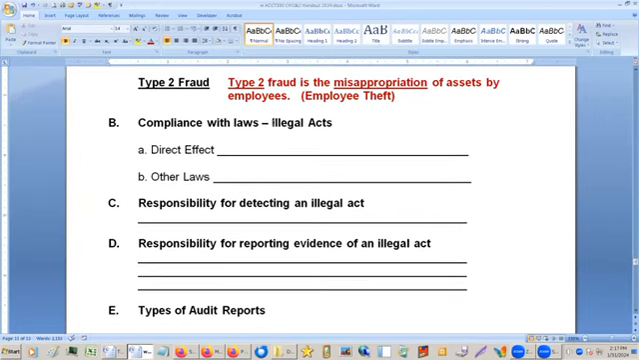Compliance with laws, illegal acts. Again, we're only looking for those things that are material.